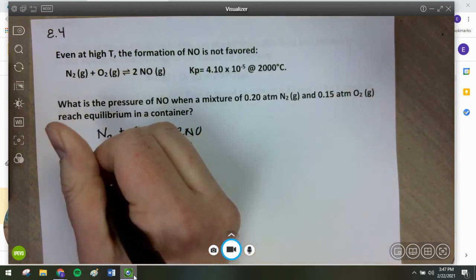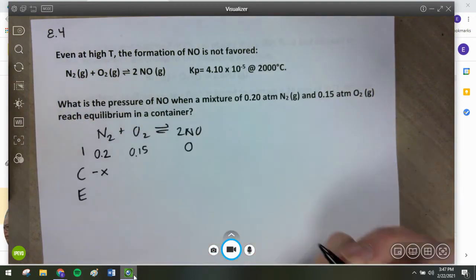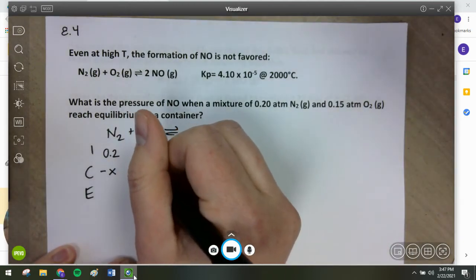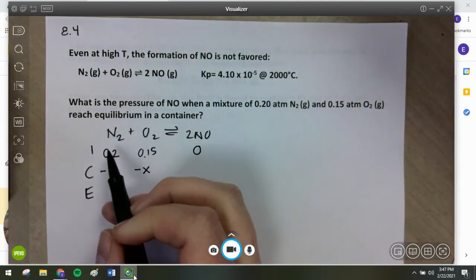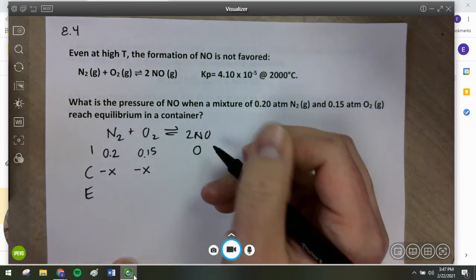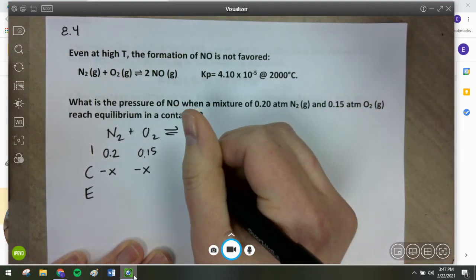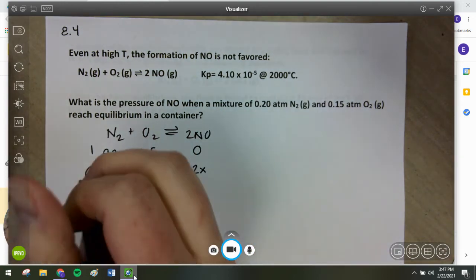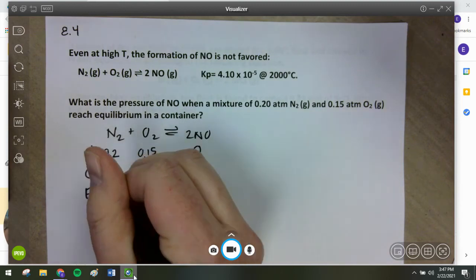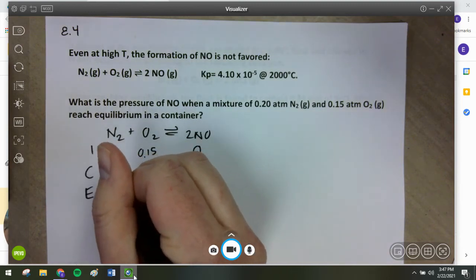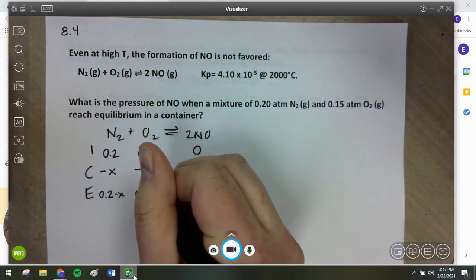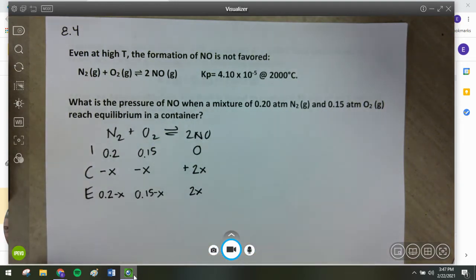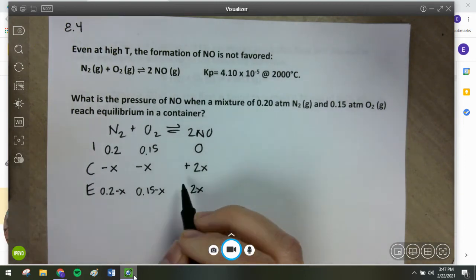So what's going to happen is my N2's pressure is going to go down by a factor of x. My O2 will go down by that same amount because I have coefficients of 1 here. And my pressure of NO is going to go up by a factor of 2x. So my equilibrium values are going to be 0.2 minus x, 0.15 minus x, and 2x. Okay, so hopefully that makes sense so far.